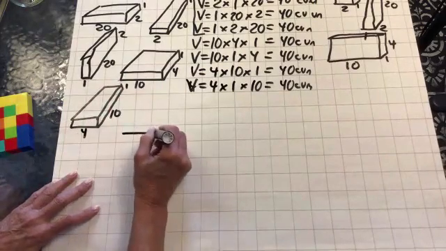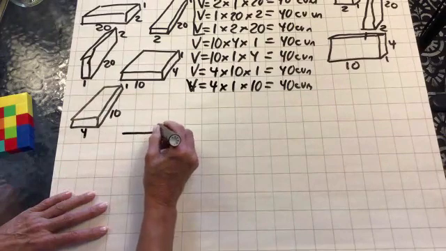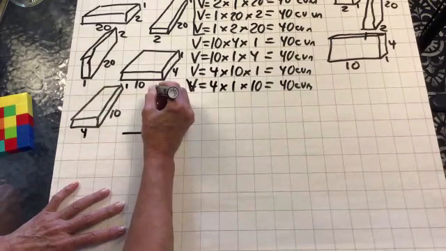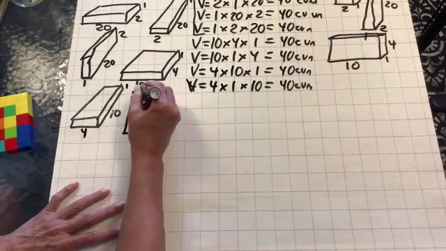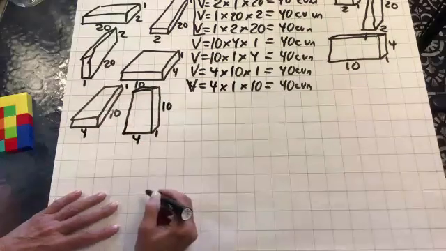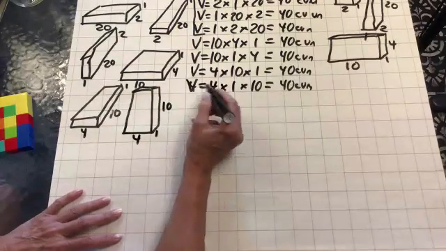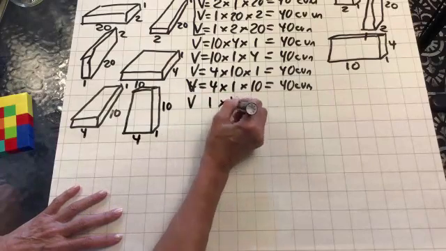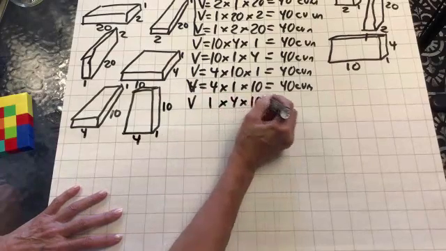Then we have 4 across by 1 deep by 10 tall. So basically we're just standing that same shape up. 4 by 1 by 10. Okay, all right, onward to the next one, which would be 1 by 4 by 10.